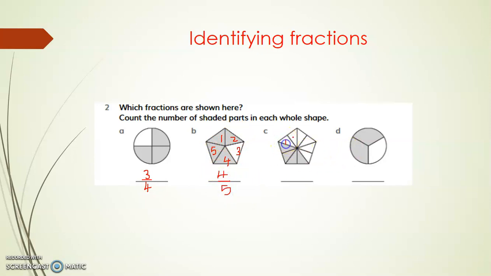ഇവിടെ വരുമ്പോഴോ 1, 2, 3, 4, 5, 6, 7, 8, 9, 10. This is divided into 10 equal parts. എത്രണ്ണം colored ആണ്? 1, 2, 3, 4. So this is 4/10. Coming to this, this is divided into 1, 2, 3 equal parts, of which 2 are shaded. So the fraction is 2/3. അപ്പോൾ ആദ്യം എത്ര ഈക്വൽ പാർട്സ് ആയിട്ടാണ് ഡിവൈഡ് ചെയ്തിരിക്കുന്നത് നോക്കുക. അതിൽ എത്ര പാർട്സ് ഷെയ്ഡഡ് ആണ് നോക്കുക. That will give you the fraction.